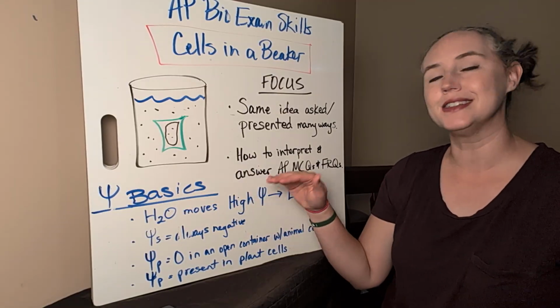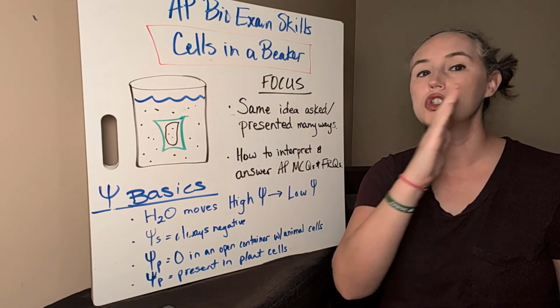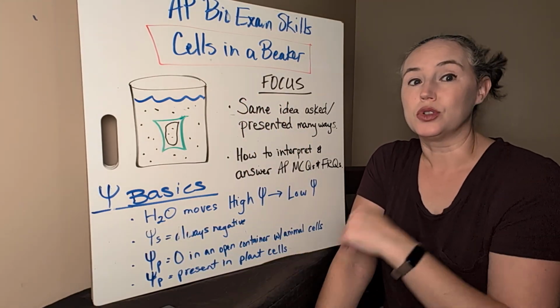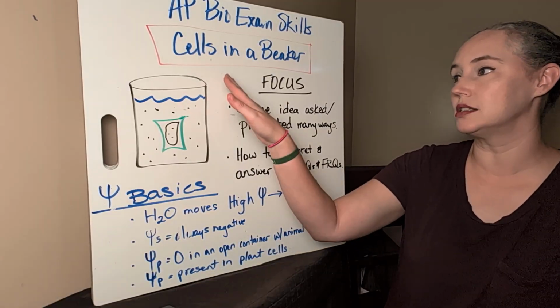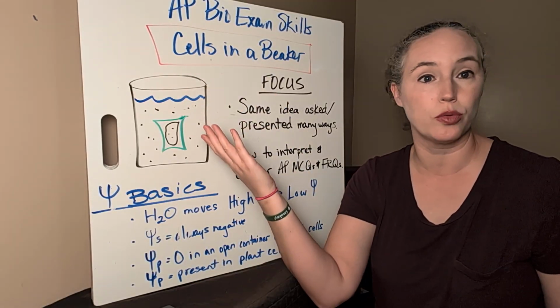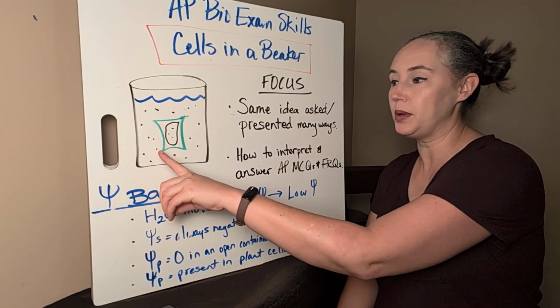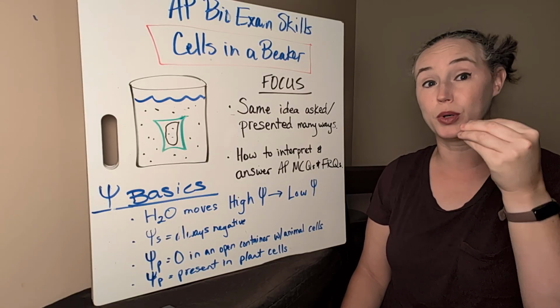One is that water is always going to move from an area of high water potential to low water potential. Solute potential is always negative, and pressure potential is 0 in an open container for animal cells, not necessarily for plant cells because they have a cell wall which will give them some pressure potential.